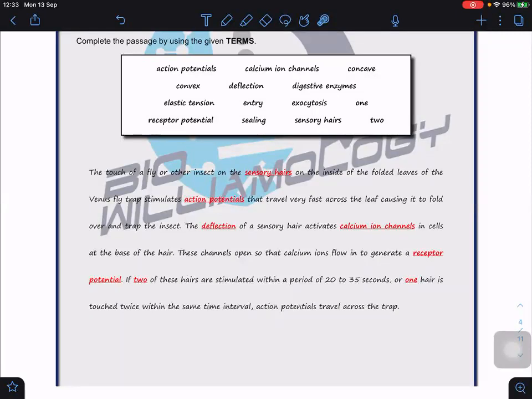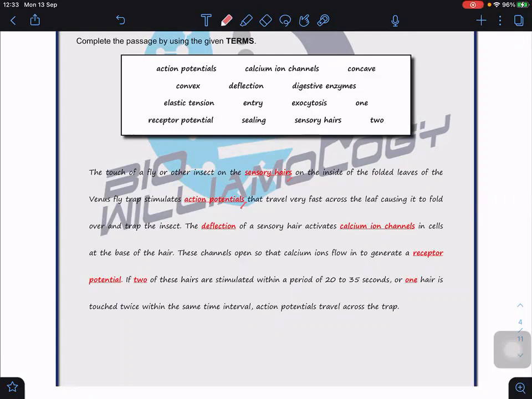The touch of a fly or other insect on the sensory hairs on the inside of the folded leaf of the Venus flytrap stimulates the action potential that travels very fast across the leaf. Why? Because the plasmodesmata allow it to cross. If there were no plasmodesmata, they would not be able to transmit this action potential because of the cell wall.